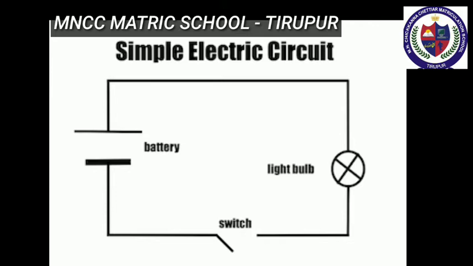A schematic diagram of an electric circuit comprising a battery, an electric bulb and a switch is given. In this circuit, if the switch is on, the bulb glows. If it is switched off, the bulb does not glow. Therefore, the circuit must be closed in order that the current passes through it.